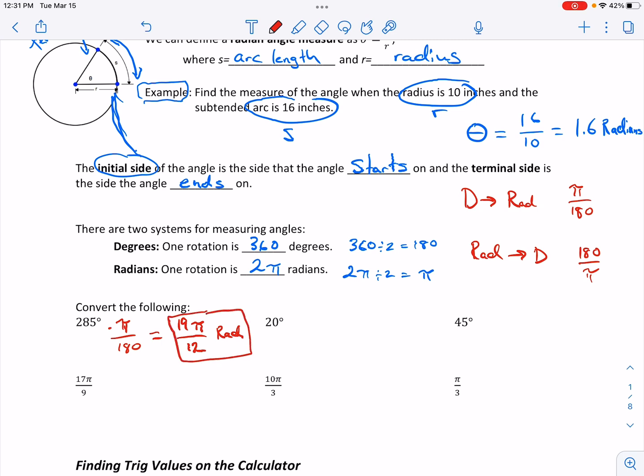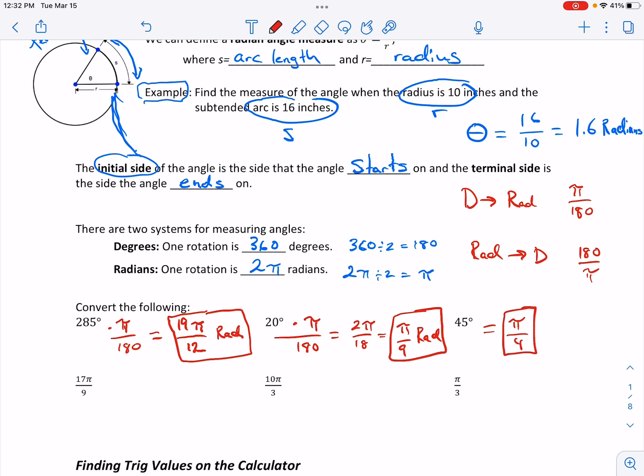Okay, 20, I can do this one in my head. If I do 20 times pi over 180, both end with a 0, so now I have 2 pi over 18, which is pi over 9 radians. 45 is right off the circle. We did that yesterday. That is pi fourths. I just memorized that one.